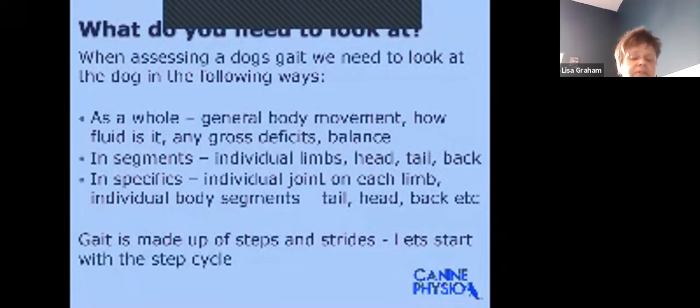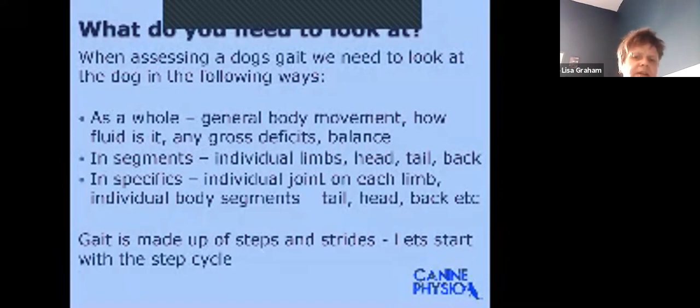I start at the head, and I want to look at head carriage. I want to look at the expression on the dog's face as well. Does he seem comfortable? Can he hold his head up high? Can he move it down low, side to side while he's moving, or is it very stiff and rigid somewhere? We're going to come through into the neck and shoulders area. Is he moving symmetrically? Are there problems in that area? Is he really rigid? Is he coming to the back, thoracic area? Is it tight and not fluid and bouncing well?